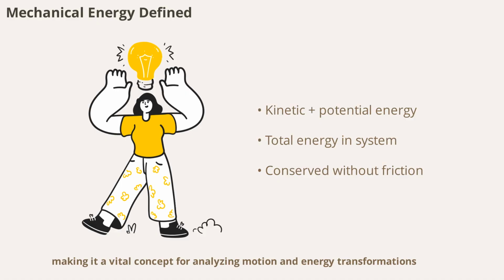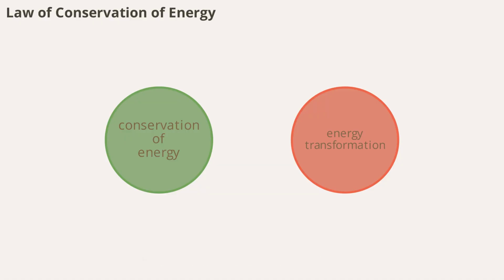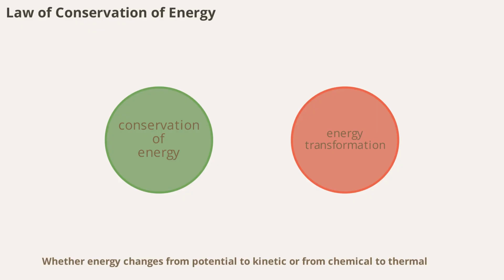The law of conservation of energy states that energy cannot be created or destroyed, only transformed from one form to another. This fundamental law governs all physical processes, from simple machines to complex biological systems. Whether energy changes from potential to kinetic, or from chemical to thermal, the total energy remains constant. This principle is the foundation for understanding how the universe operates.